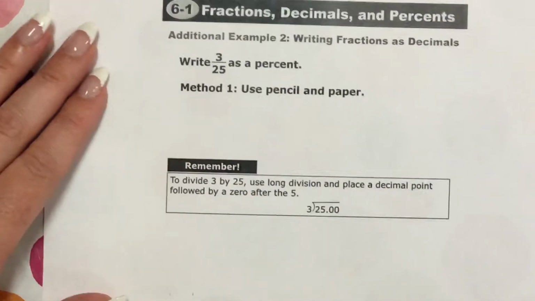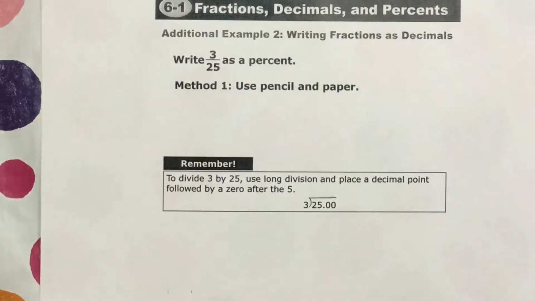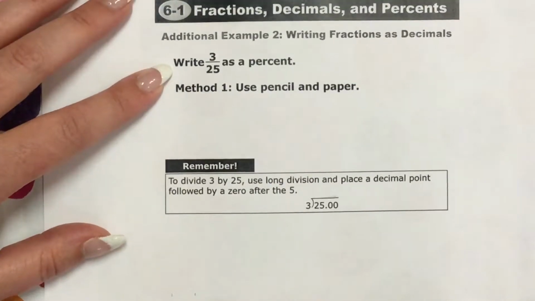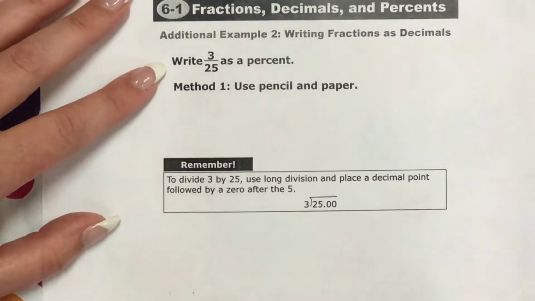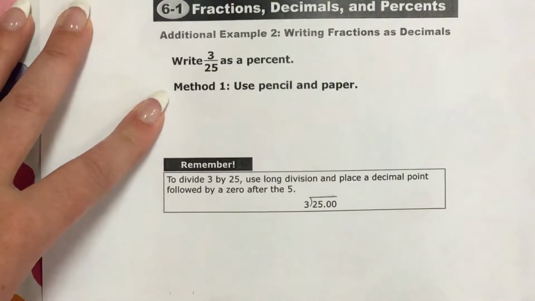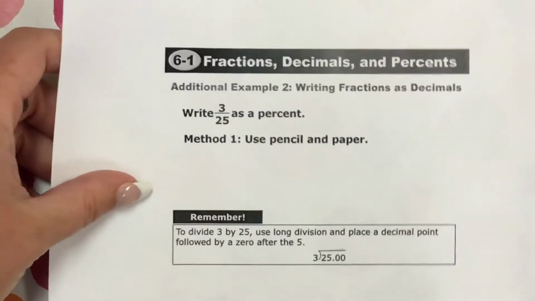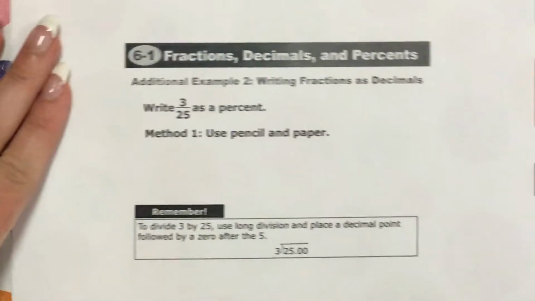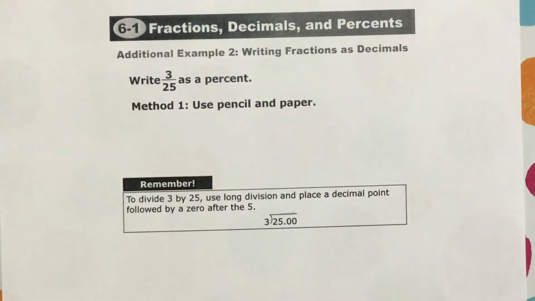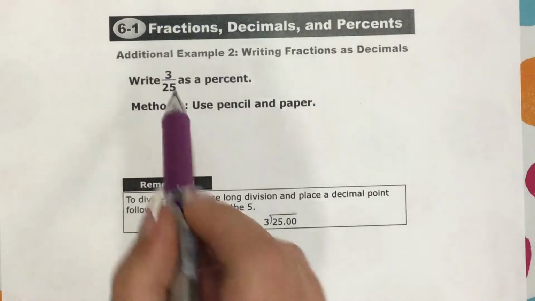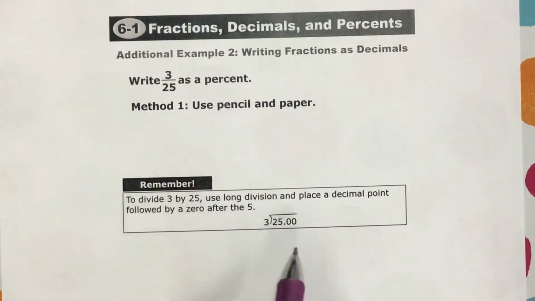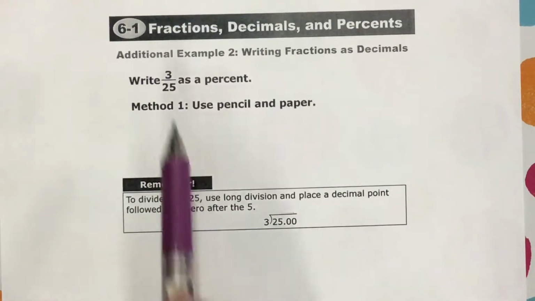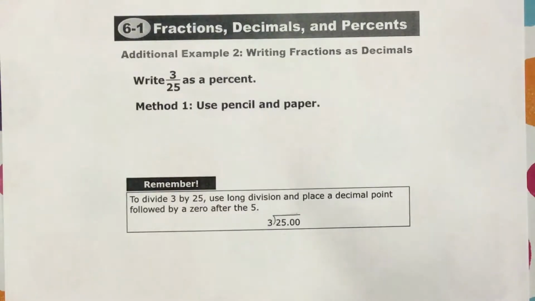Now, we're also going to do, we have fractions here. So we're going to write fractions as decimals, and we're going to do it 2 different ways. Method 1 and also method 2. So let's go ahead and start with method 1. They call this in your textbook using the pencil and paper method. So what we want to remember is that when we have 3 over 25, that is the same thing as saying 3 divided by 25.